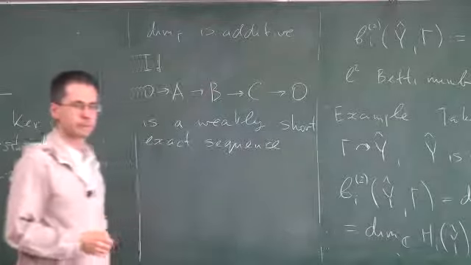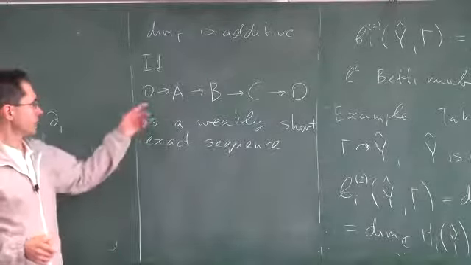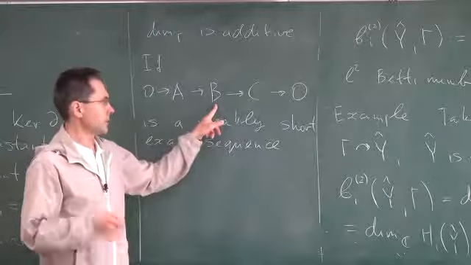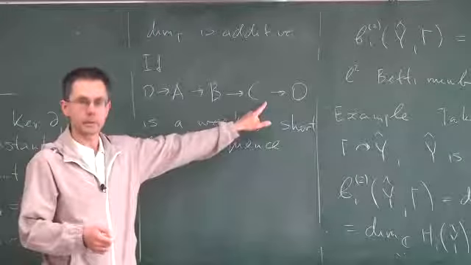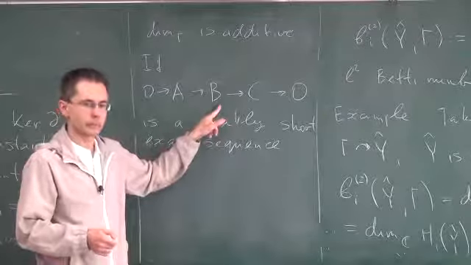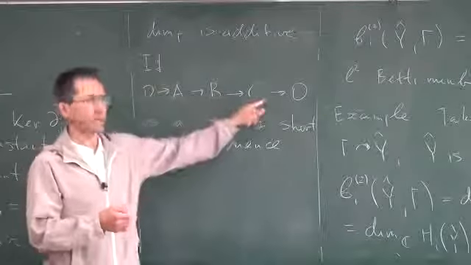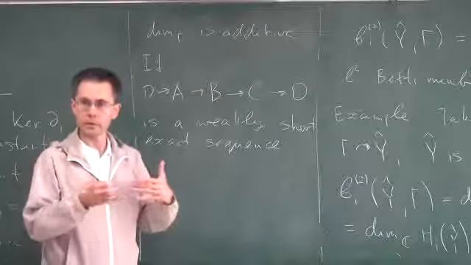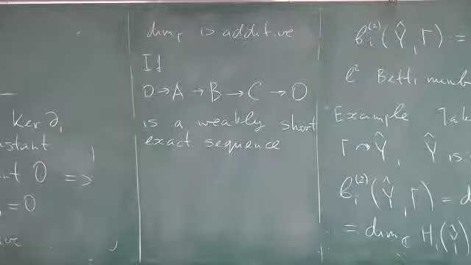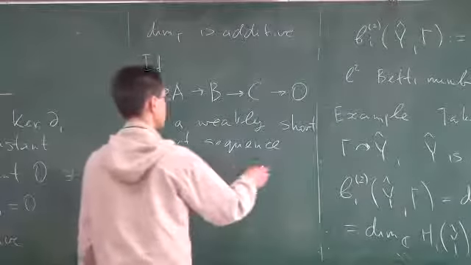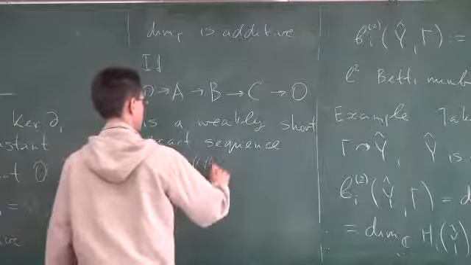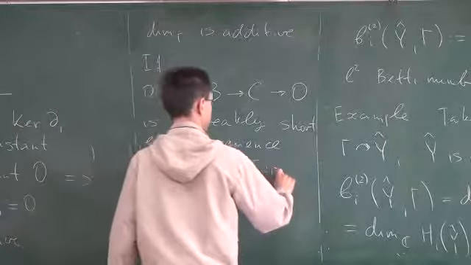By weak, I mean that the image of this map is dense in the kernel of this. In other words, the closure of the image of this map is the same as the kernel of this map. So it's exact up to taking closures. Take an exact sequence of, say, Hilbert gamma modules.